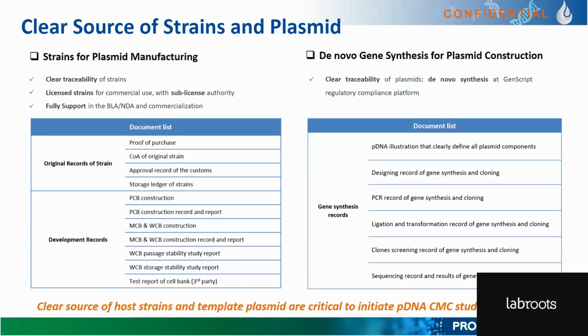So proper sourcing of the host strain and template plasmid is vital to kickstart the pDNA CMC study. At PROBIO, we ensure a clear history of the strain used for plasmid manufacturing and guarantee that these strains are licensed for commercial use with sub-license authority to prevent any roadblocks during the late-stage GMP manufacturing process. Additionally, we also offer support throughout the BLA and NDA process and future commercialization efforts. For the cells, we provide the original records for strains and development records. We also provide the gene synthesis records for the plasmid constructions.